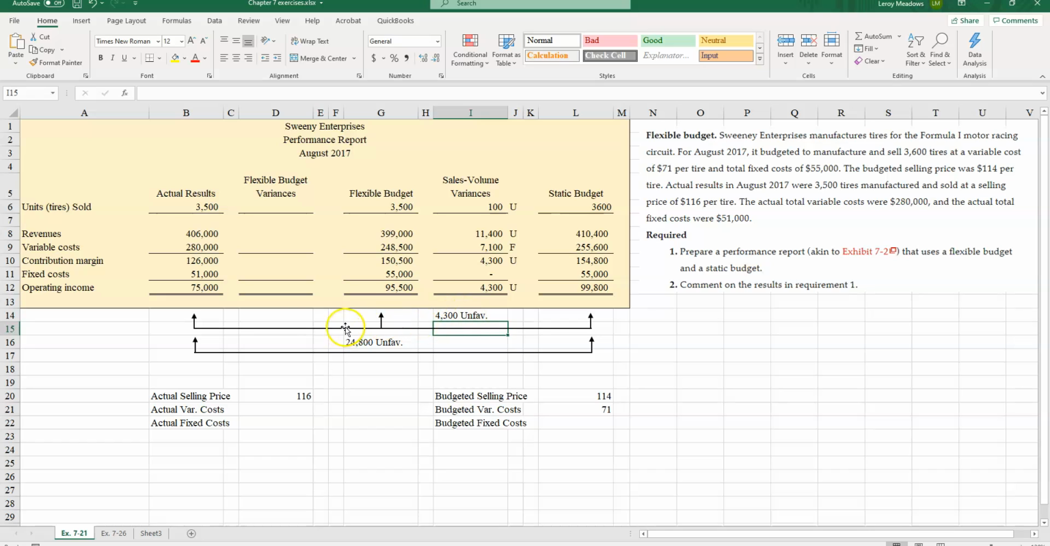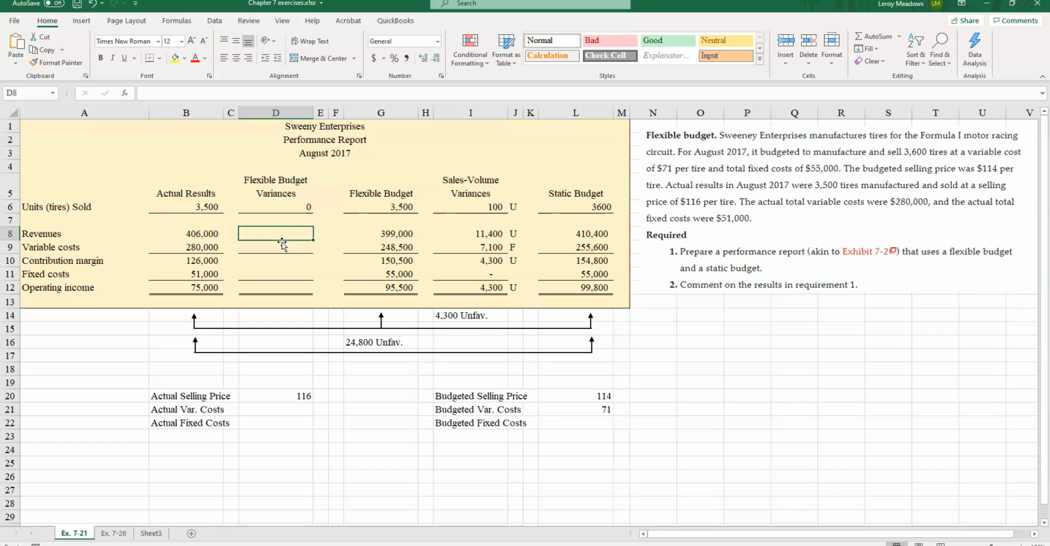Now, let's take a look at our flexible budget variance. We have to remember that the flexible budget is based on actual results. So there should never be a flexible budget variance for the number of units sold between that and the actual results, because our flexible budget is based on actual units sold.